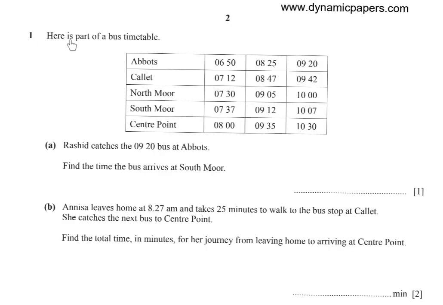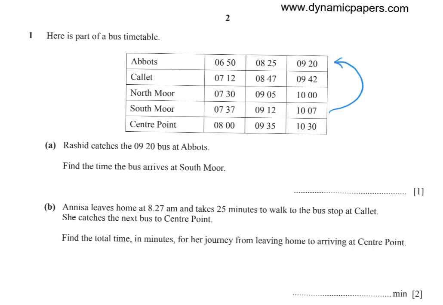Number 1, here is a part of a bus timetable. Rashid catches the 9:20 bus at Abotas. Find the time the bus arrives at Southmore. This is Southmore, this is Abotas, so we need to subtract 10:07 minus 9:20.